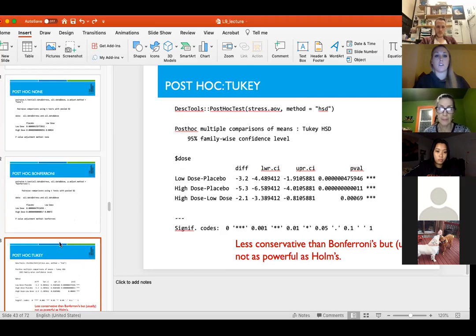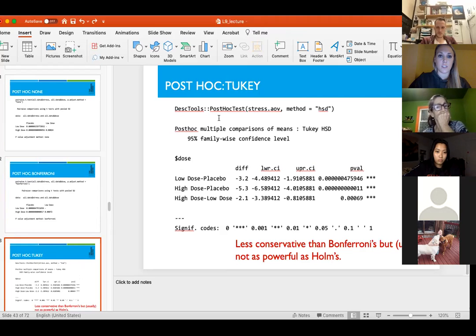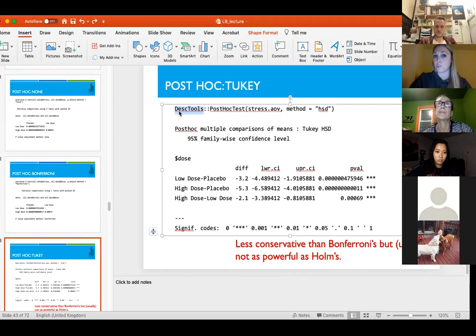And then another one that I commonly use is Tukey's honestly significant difference, or Tukey's HSD. However, one downside, you cannot use this in the pairwise t-test here. So Tukey's has its own multiple comparisons. You have to use this post hoc library from this desk tools. If you'll remember back, we actually used this when we were testing assumptions, like the Shapiro-Wilk test and some of the Welch's test stuff for the t-test. This also comes with a function that does this Tukey's post hoc test here.